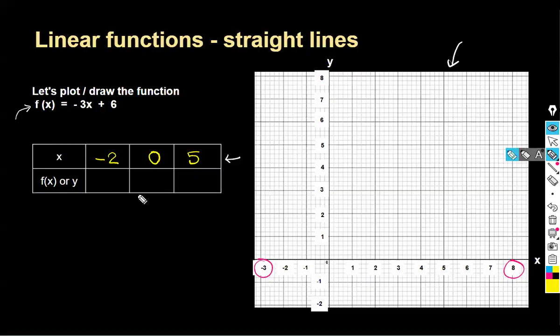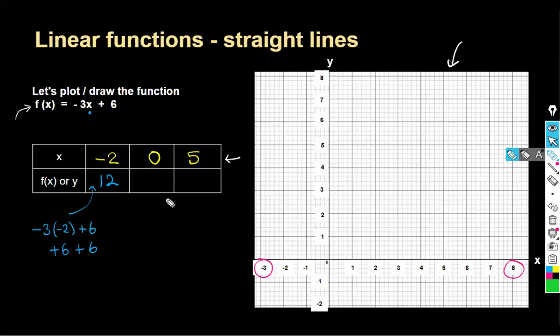Let's see. Use a different color for each one. For this one here, we're supposed to replace the x with -2, right? -3 by -2 plus 6. 3 by 2 is 6. 2 minus, make a positive, so it's +6 plus 6. 12. Let's check through my answers here. The first one's supposed to be 12, right?